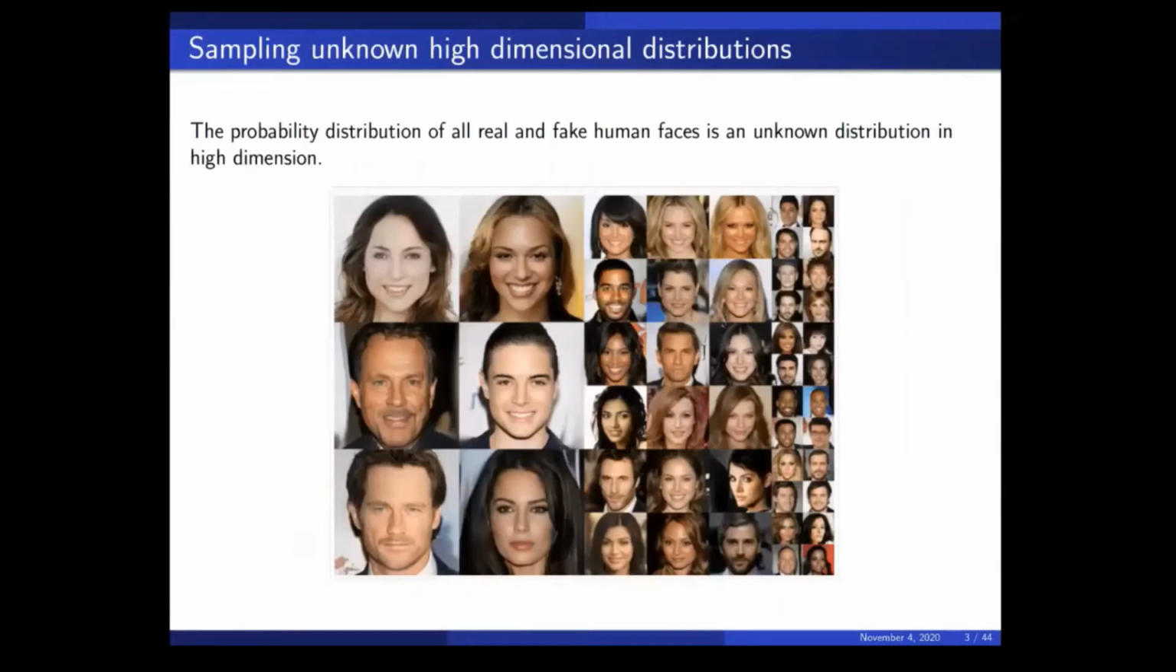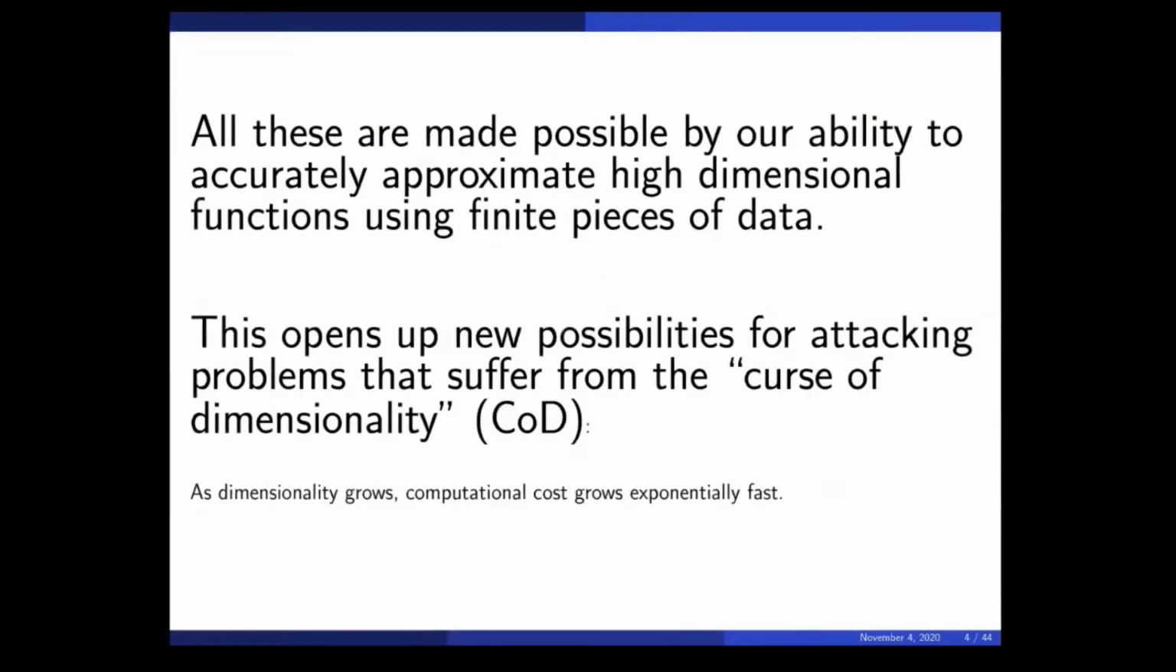The second example: if you look, these are pictures of human faces, and these pictures share one thing in common, namely they're all fake. What's done here is that from real human faces, one can learn the probability distribution behind real human faces. And then from that probability distribution, we can sample new points, and these new points are pictures of fake human faces. That's possible because of modern machine learning. All these examples are made possible by our ability to accurately approximate high-dimensional functions using a finite piece of data.